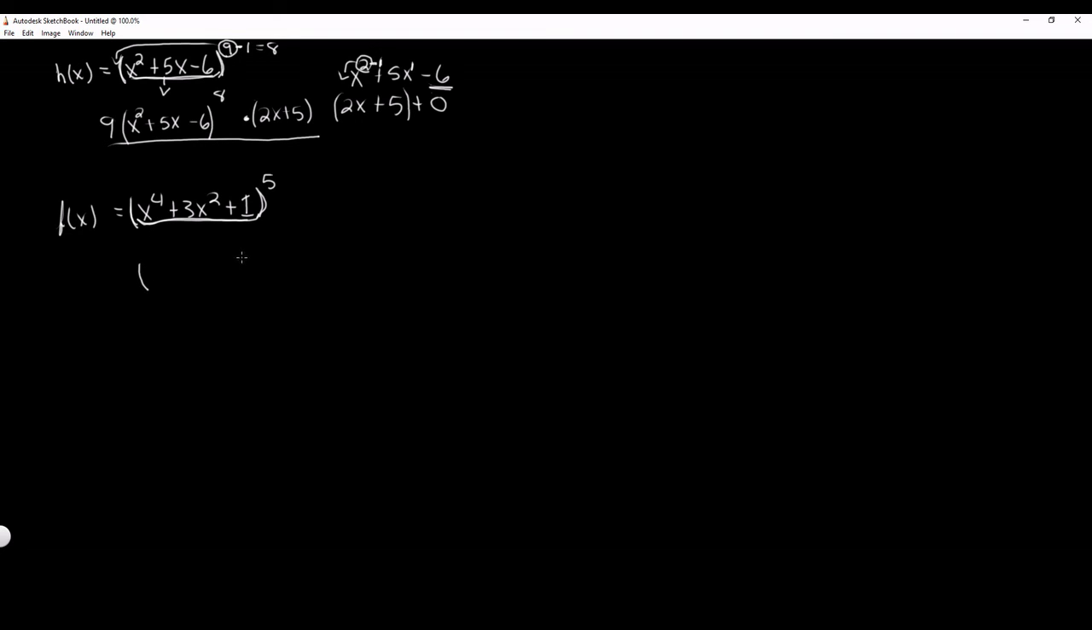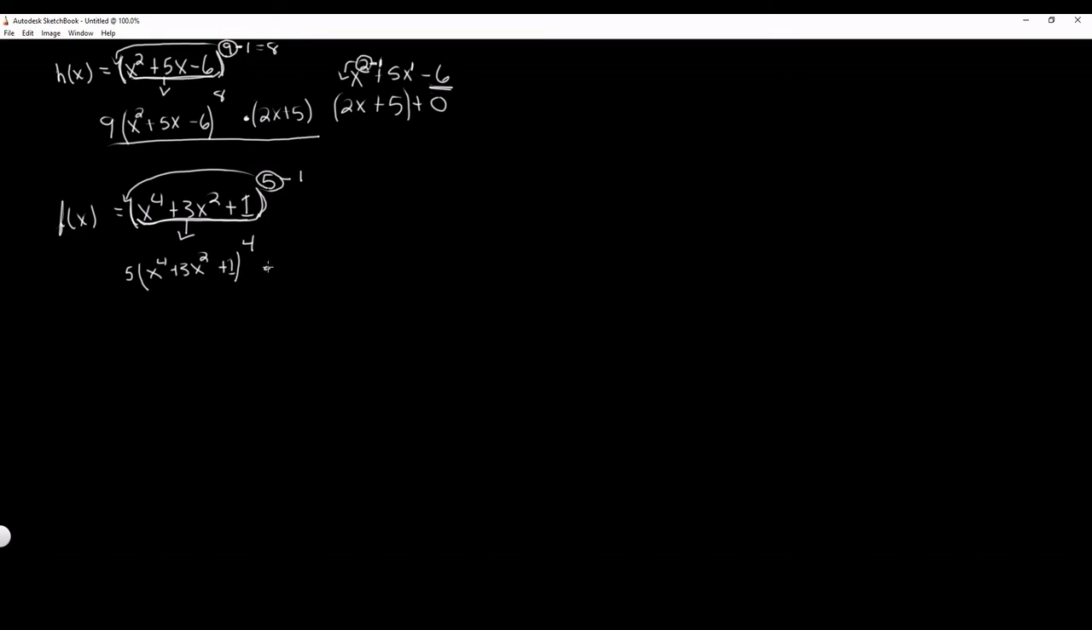We're going to bring down the parentheses. We're going to use the power rule for the outside function and bring 5 out to the front. It's going to be 5. Then we're going to subtract 1 from the exponent, and our new exponent is going to be 4. Then we're going to bring down this inside function, which is going to be x to the 4th plus 3x squared plus 1.